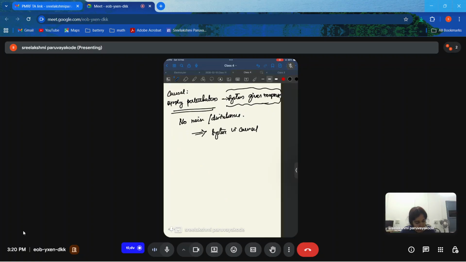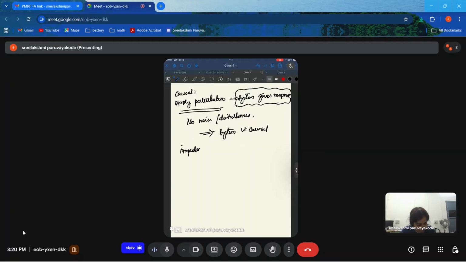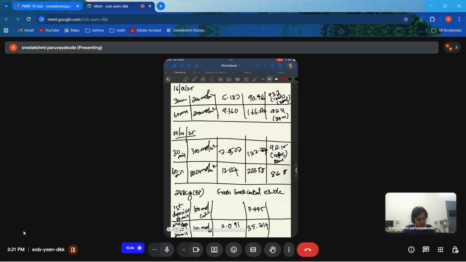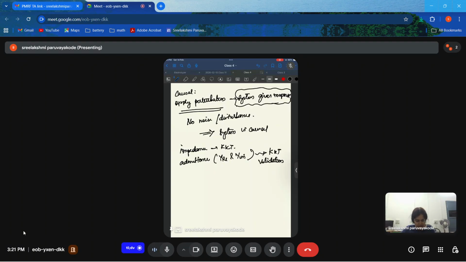So here we talked about feeding impedance to do KKT. There are also cases where, instead of impedance, we can feed admittance, that is Y real and Y imaginary, for the KKT validation. We'll be looking into the case where we use the impedance form and where we use the admittance form. That is a brief description of what exactly we are doing.